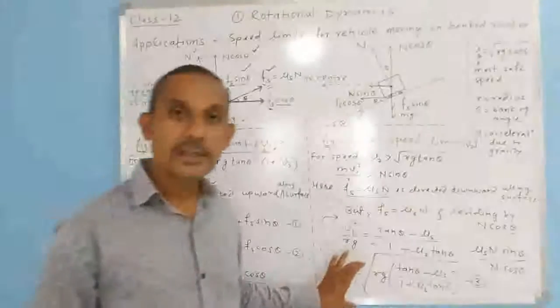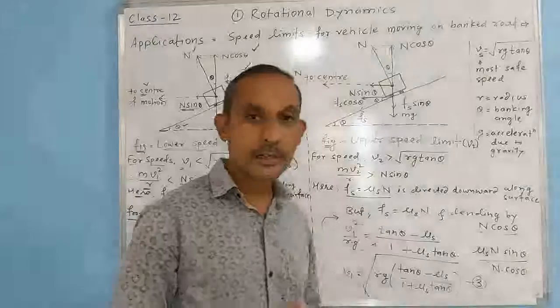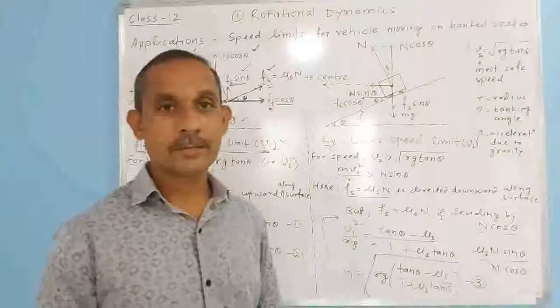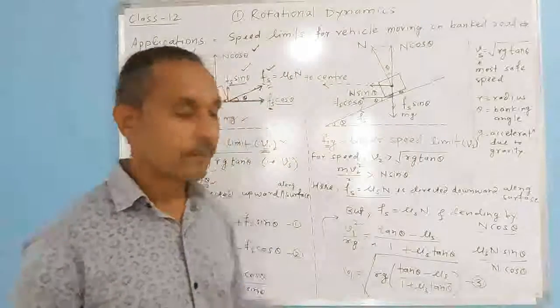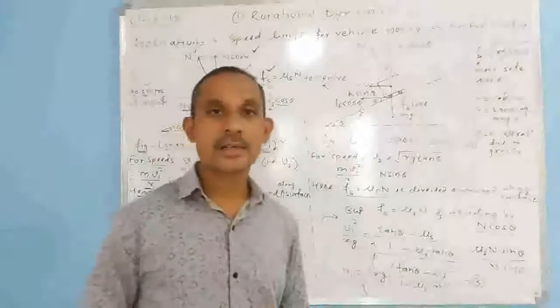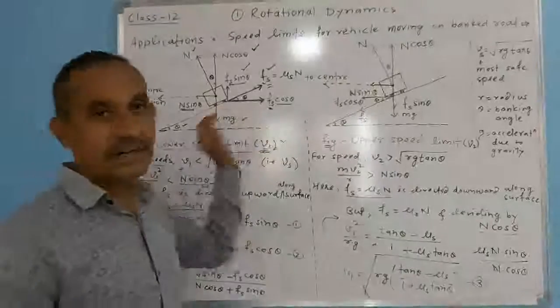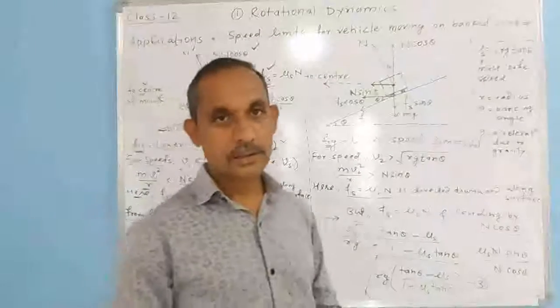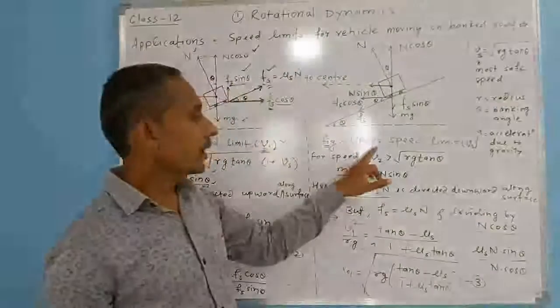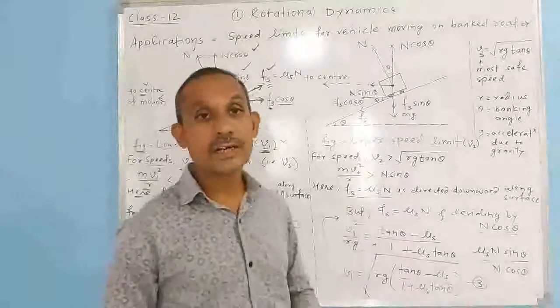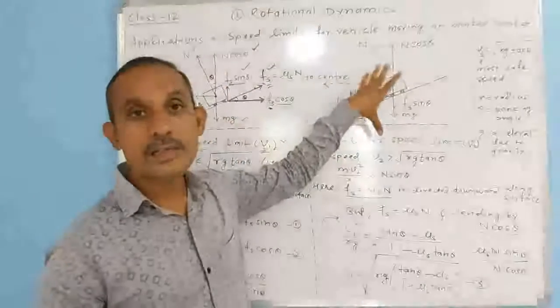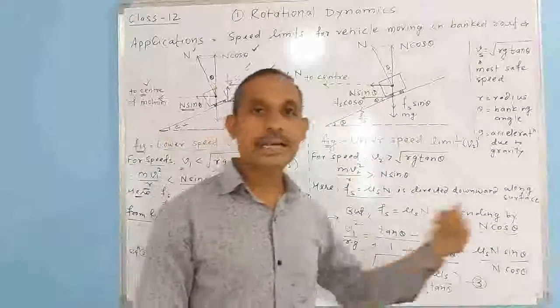And this equation number 3 gives the lower limit. From this equation we can decide the lower speed limit of the vehicle which is moving along the banked road. Okay. Then the upper speed limit for the vehicle moving along this banked road we will see in the next video.